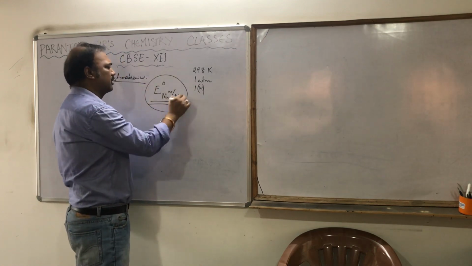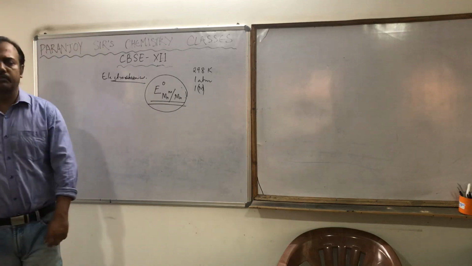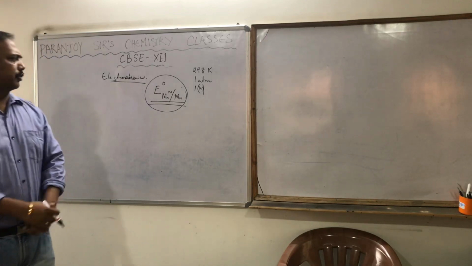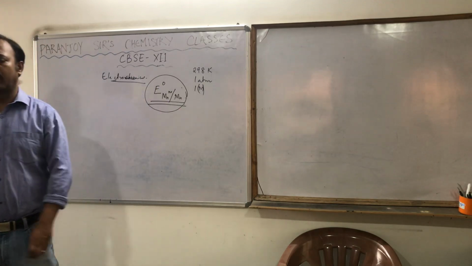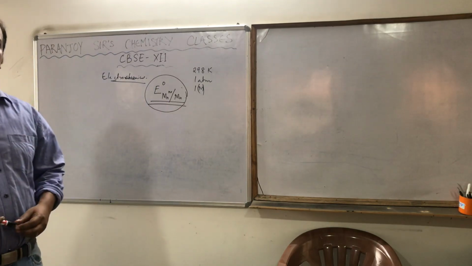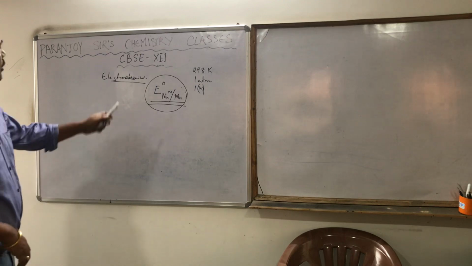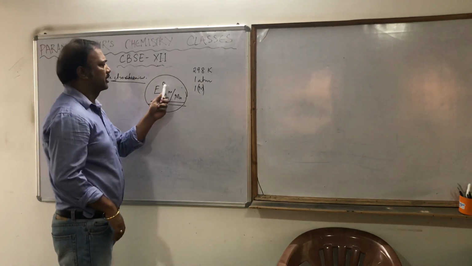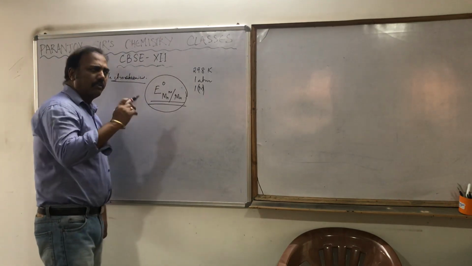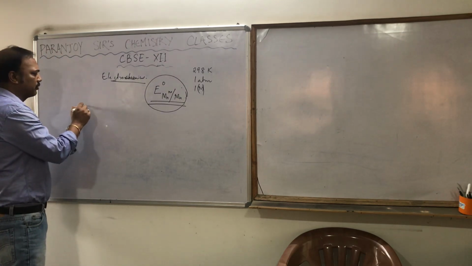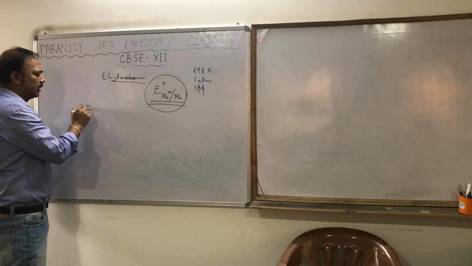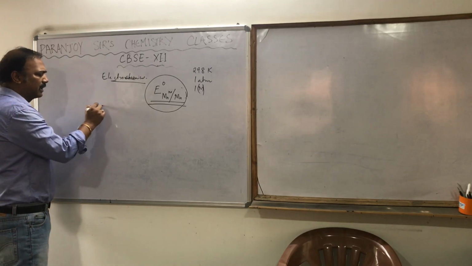What I wrote over here is the standard reduction electrode potential of the electrode M^n+/M, where M^n+ is converted into M, that is the reduction electrode potential. Now we know this value of electrode potential at the standard condition, but how to find out the value at non-standard condition? That means we are going to find now the EMF of the cell.